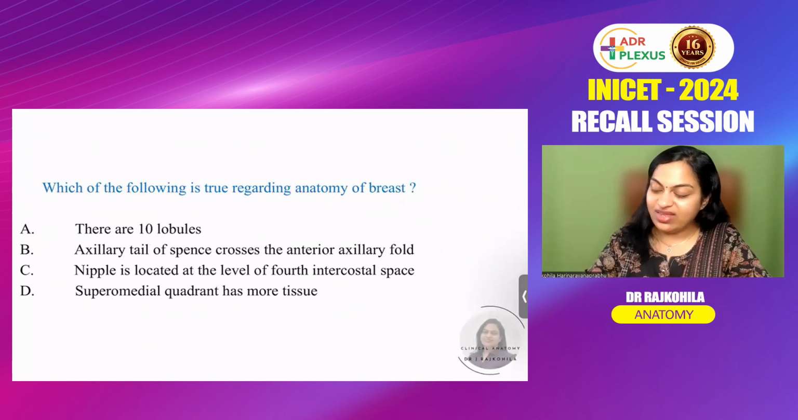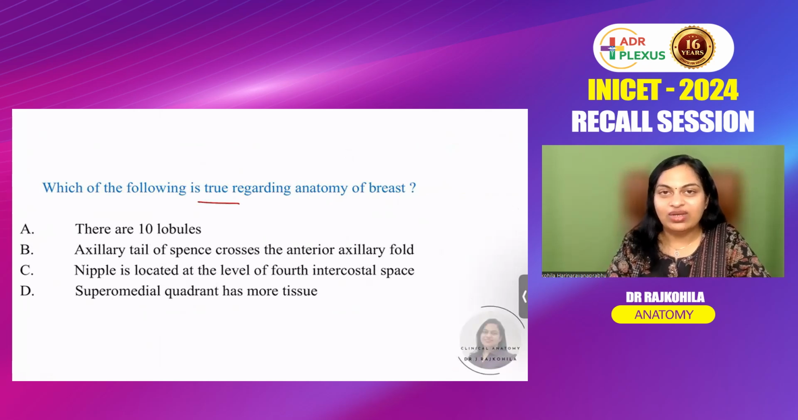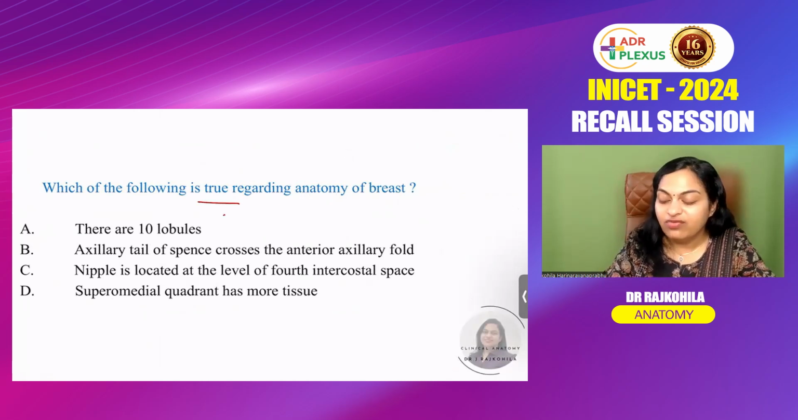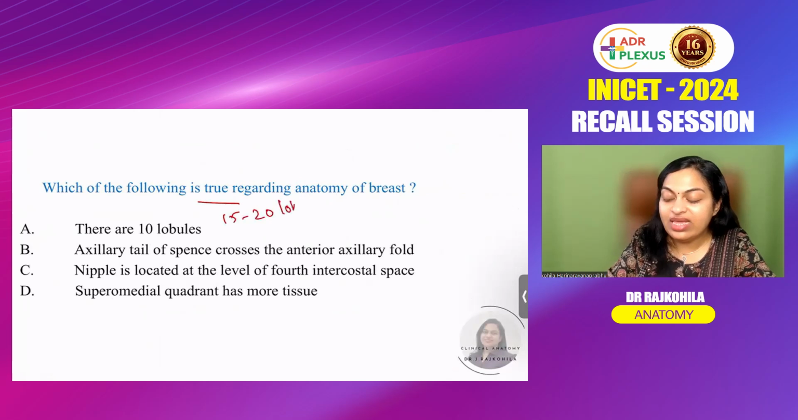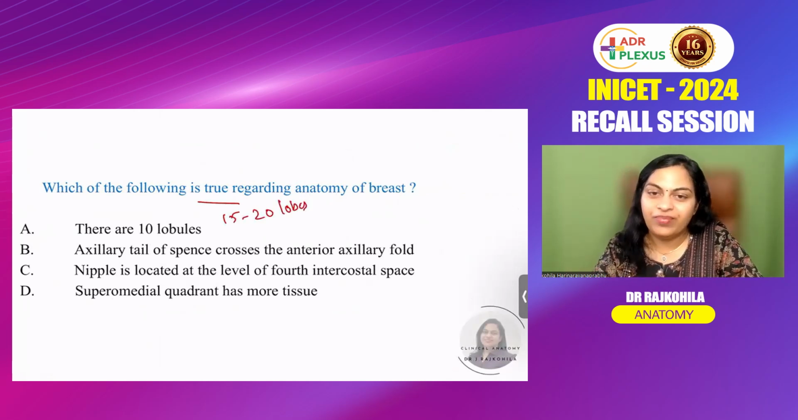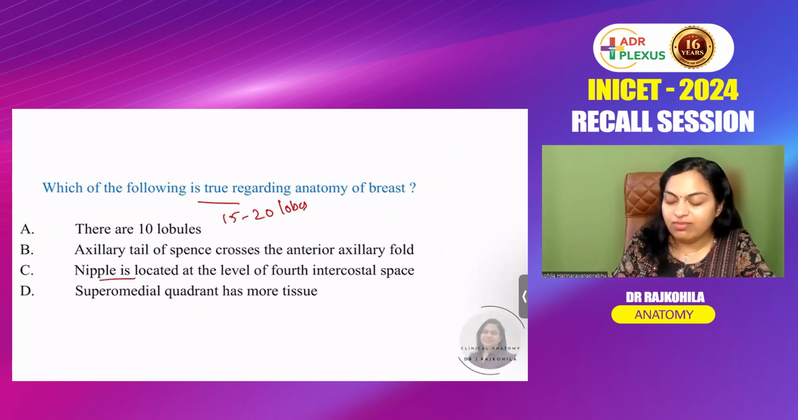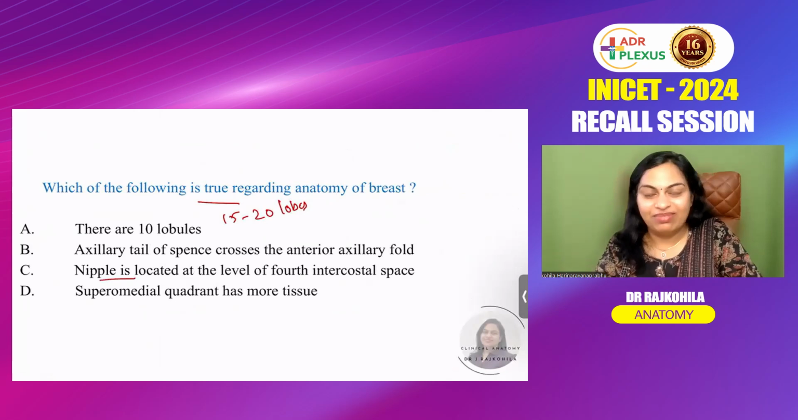Coming to the next question, an easy one. Which of the following is true regarding the breast? So, the breast tissue, the parenchyma, there are around 15 to 20 lobes, and in each lobe there are a larger number of lobules, okay? And the location of the nipple, the first line, it's variable, right?